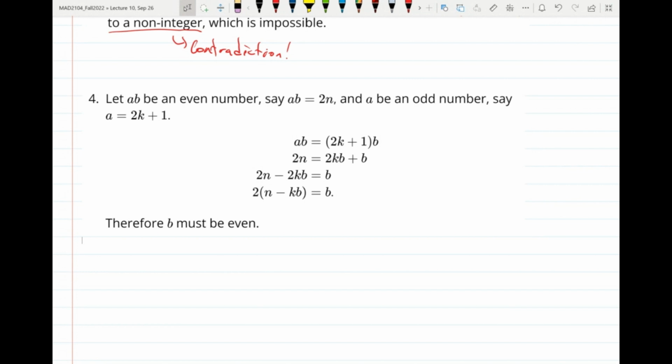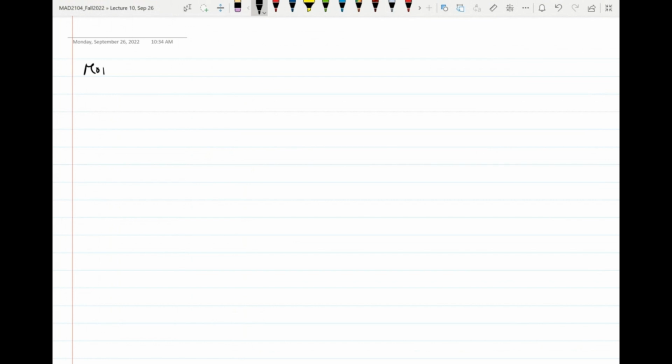Are you okay with this? So this one is a valid one as well. So this one is valid. Again, when I say valid, I mean it's a good proof. Okay? More examples.